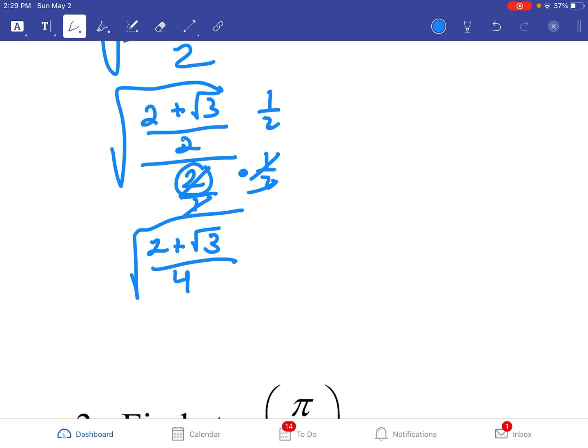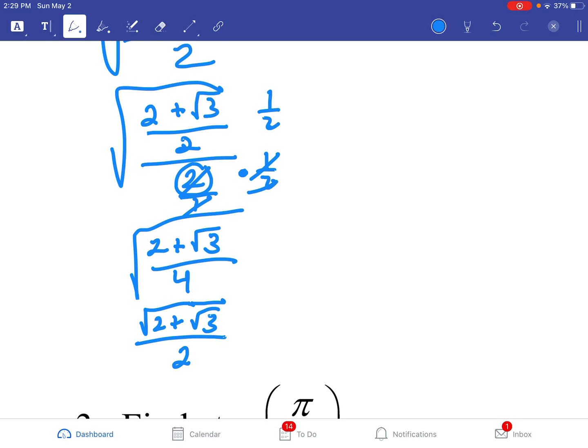Now, we're not supposed to have square roots on the bottom of the fractions, but luckily, we have a perfect square on the bottom of our fraction. So the square root of 4 is 2. Then we have the square root of 2 plus the square root of 3. All right, so this is our answer, but there's one thing missing.